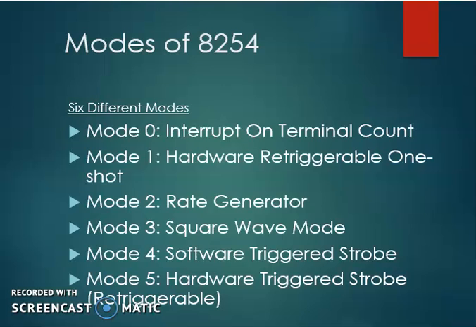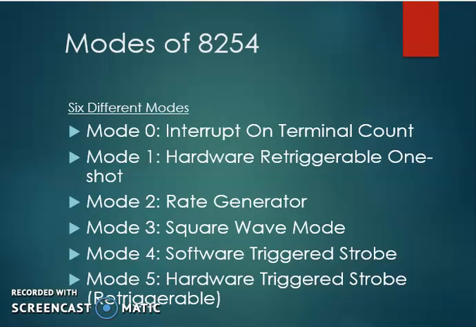The 8254 programmable interval timer IC operates in 6 different operating modes. Let us see each of them one by one, but first of all let's see the names. Mode 0 is called interrupt on terminal count. Mode 1 is called hardware retriggerable one shot, or it is also called programmable mono shot.